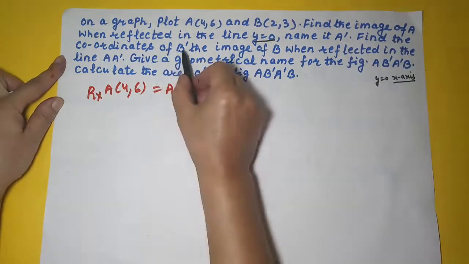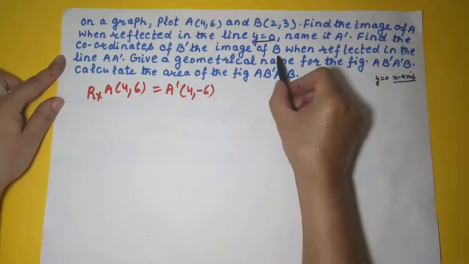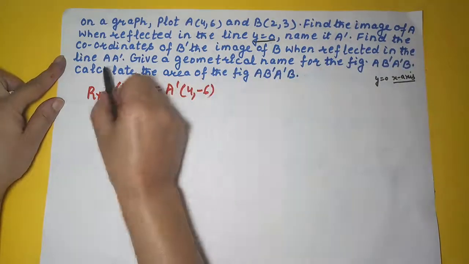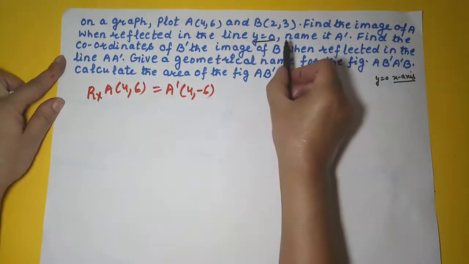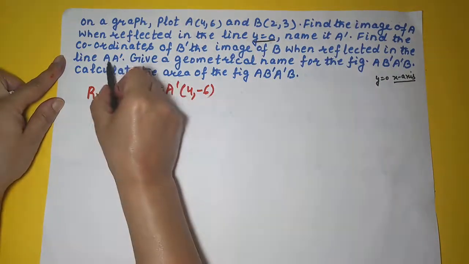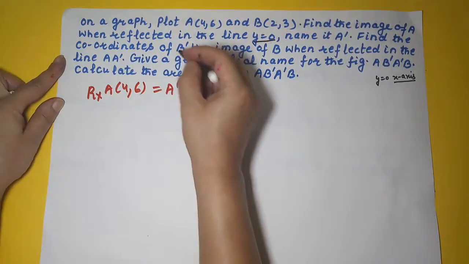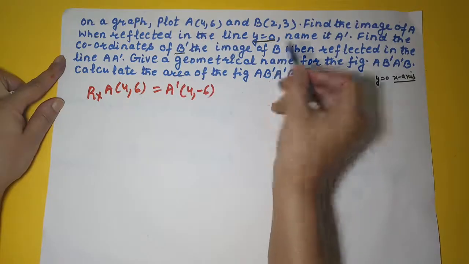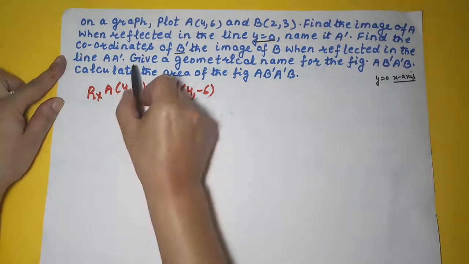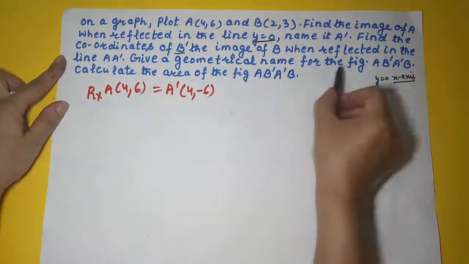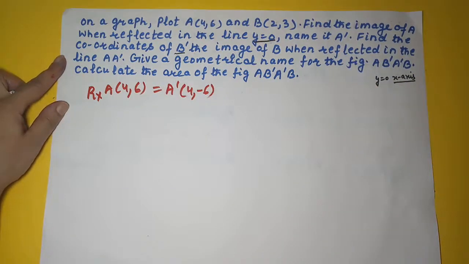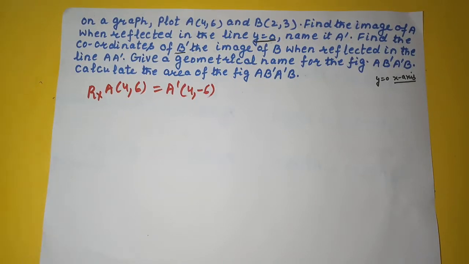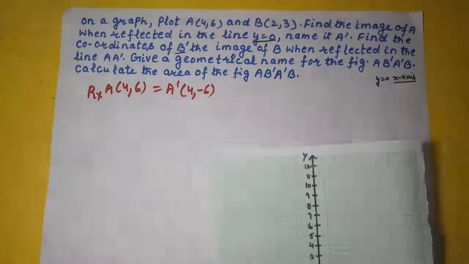Find the coordinates of B dash, the image of B when reflected in the line AA dash. So we need to have this line AA dash and reflect the point B in the line AA dash so as to get this point B dash, the image of this point B. Then he's saying that give a geometrical name for the figure AB dash A dash B and calculate the area of the figure. Now we don't know what kind of a figure it will turn out to be. So we will first plot it.